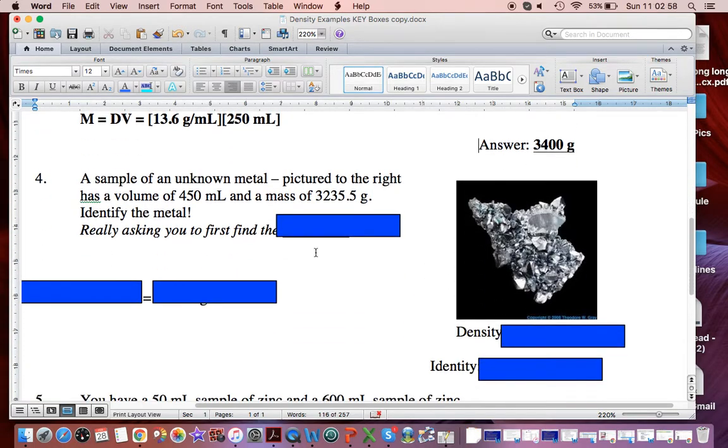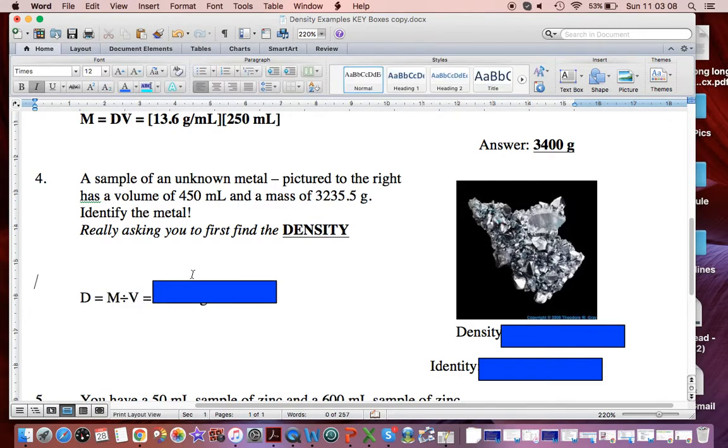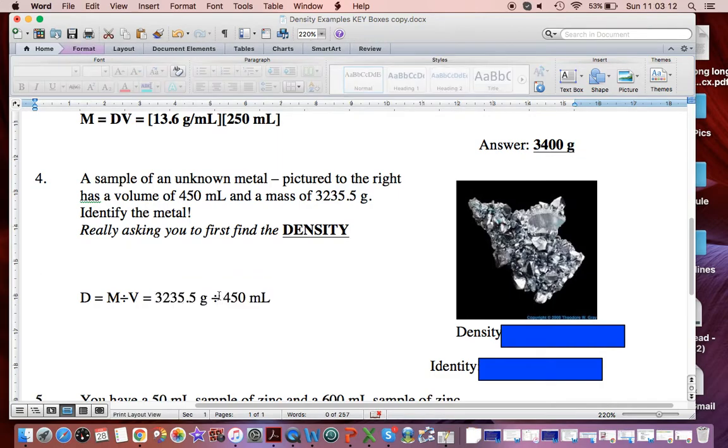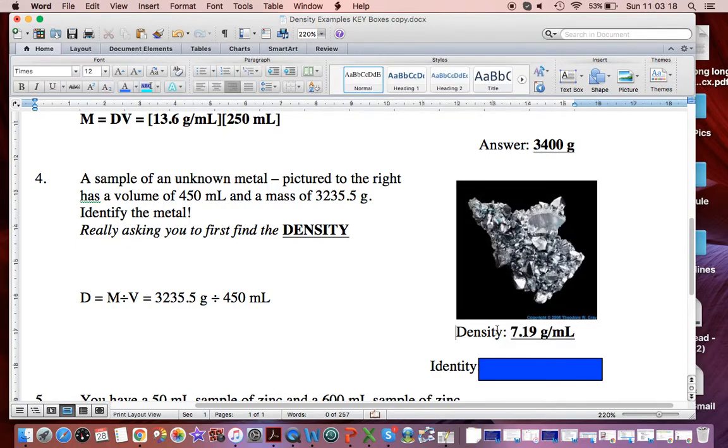Now we have an unknown metal. We're told we have a volume and we have a mass. What we're really asking is find the density. So we're going to take our mass, we're going to divide by our volume. So we have 3235.5 divided by 450. And it gives us a density of 7.19 grams per milliliter. Grams over milliliters. So there we are.